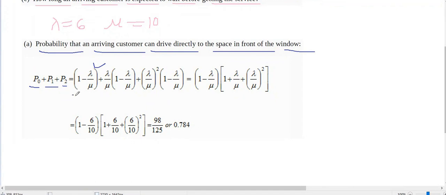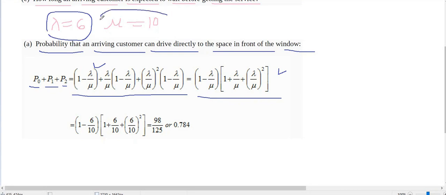Once you solve this one, you will get the equivalent expression: 1 minus lambda by mu into 1 plus lambda by mu plus lambda by mu square. This is the formula. You know the value of lambda and the value of mu. Substitute these values: 1 minus 6 by 10, into 1 plus 6 by 10 plus 6 by 10 whole square.